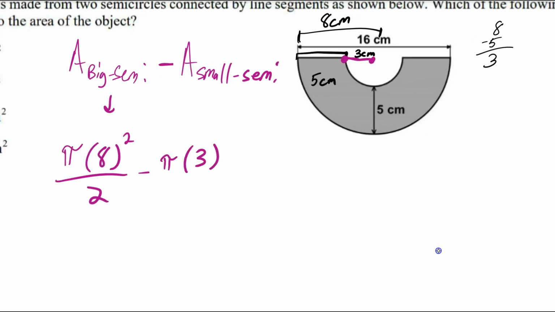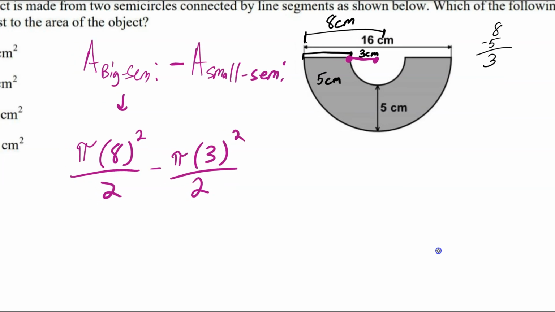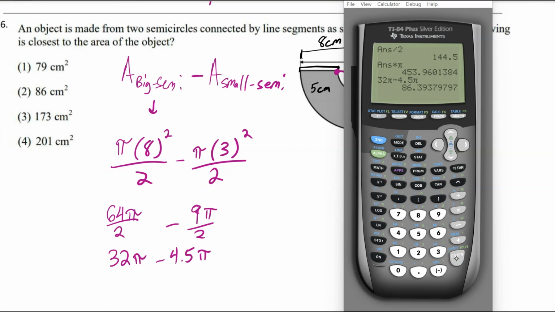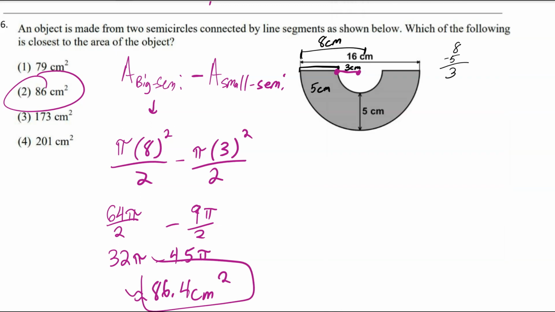So if I'm subtracting away the small semicircle, I could do minus pi times my small radius squared divided by 2. Now, you could type this in as it is, or you could do a little bit of reduction first. 8 squared is 64, and 64 divided by 2 is 32. And 3 squared is 9, divided by 2 is 4.5. So if I type that into my calculator, 32 pi minus 4.5 pi, oh, not E, I want to use the pi button. I get that the area of just what's left is about 86 centimeters, or roughly 86.4 centimeters squared. So this was a shaded area problem of taking the whole semicircle and subtracting away that inner white semicircle.